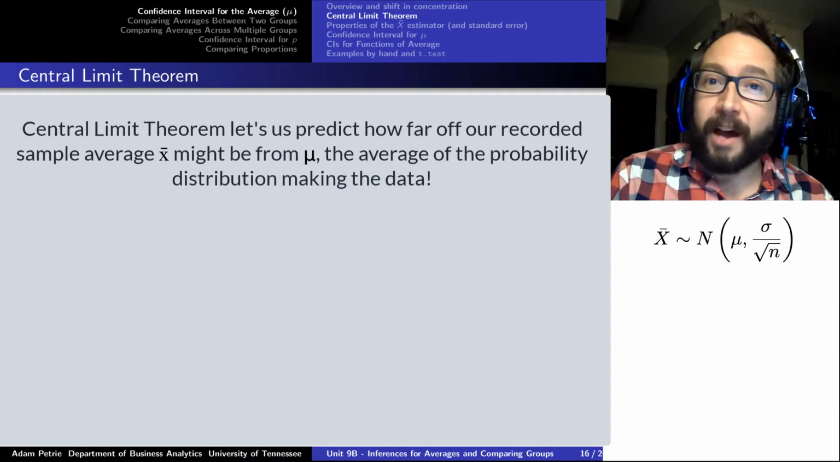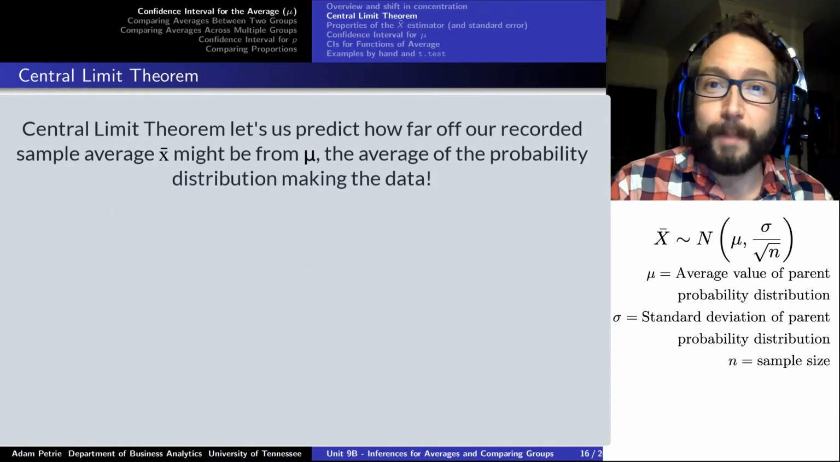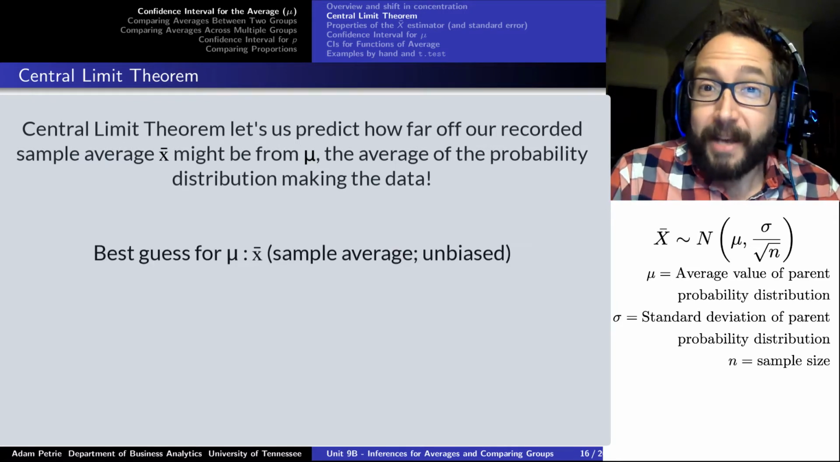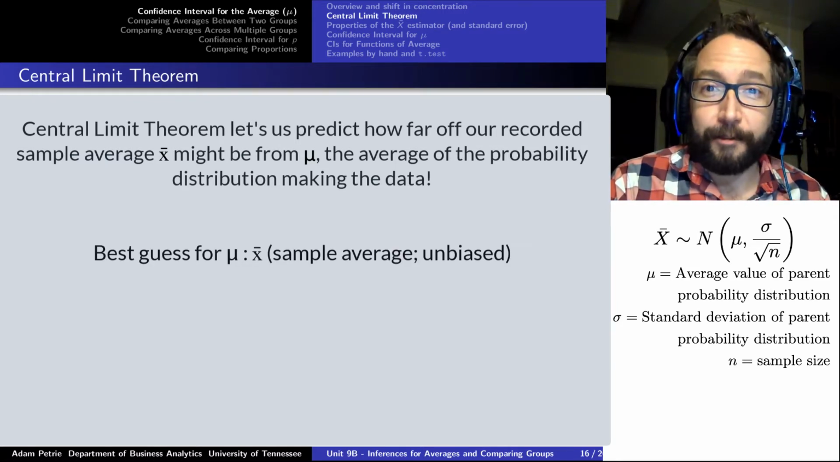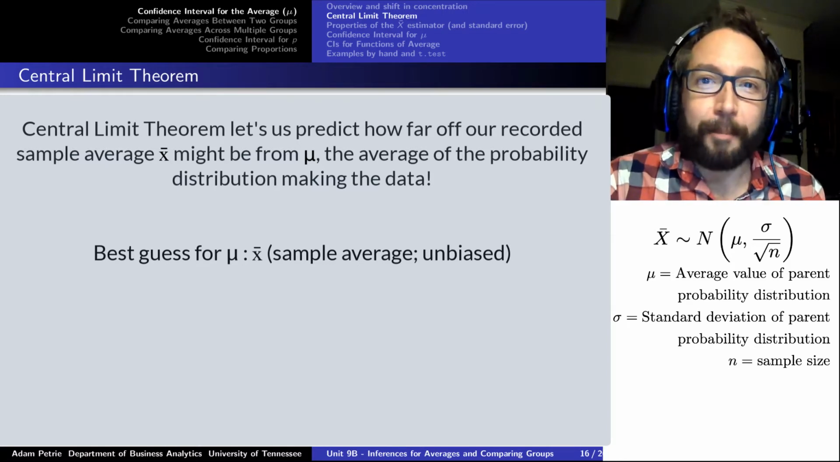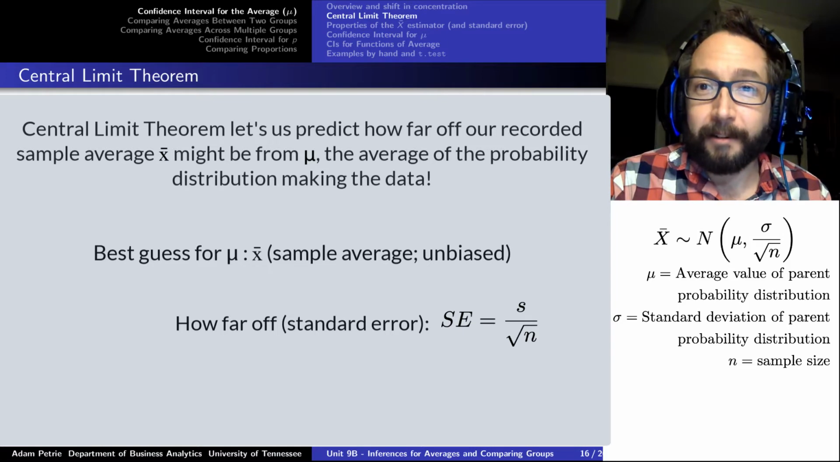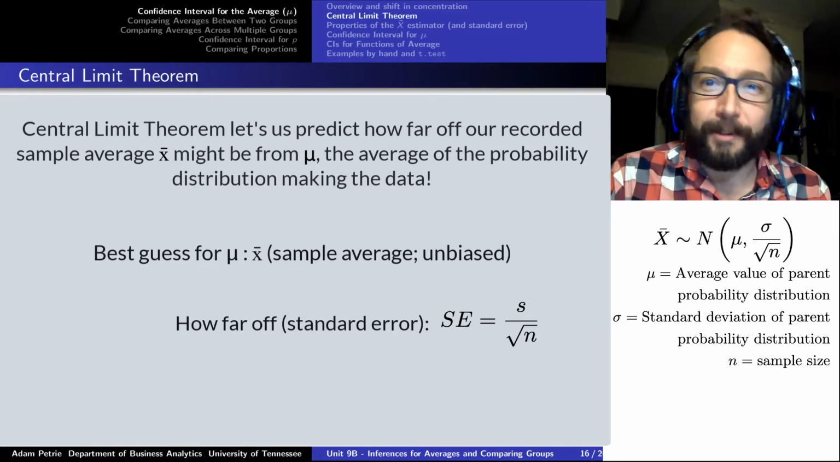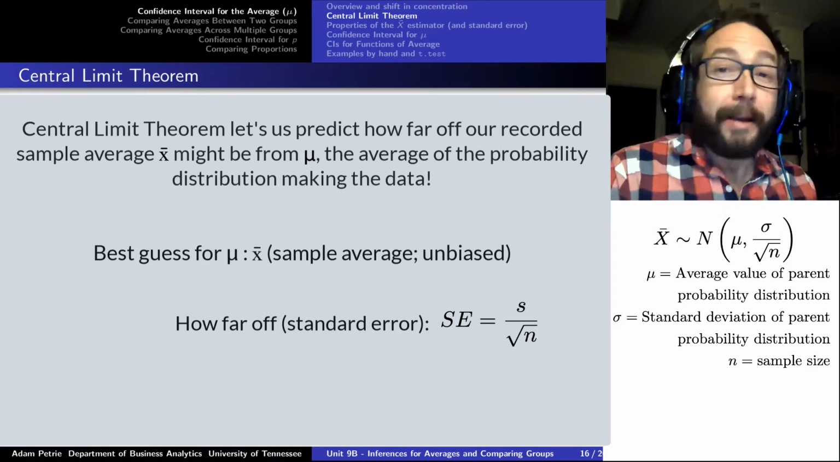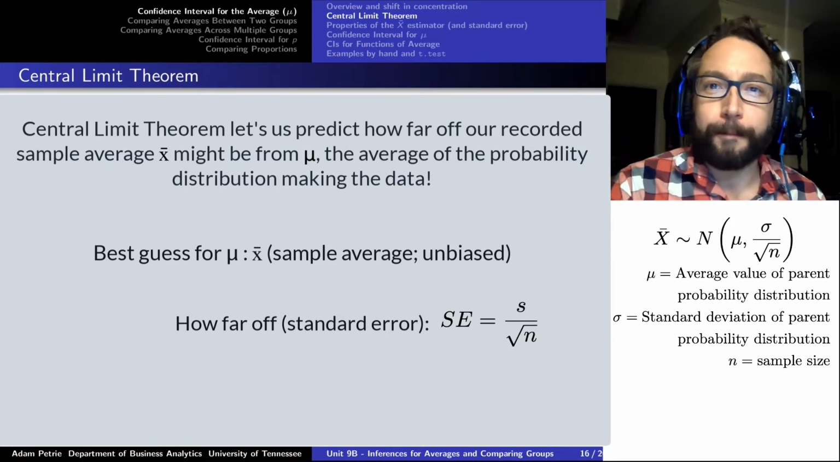So the upshot is, if I want to estimate mu of whatever probability distribution is making my data, well, my best guess at mu is just the sample average x bar. X bar is going to be an unbiased estimator of mu. And I'm going to be able to predict how far my single sample average is away from mu just by calculating its standard error, that estimate of the typical difference between the x bars I might measure and the average value of the probability distribution, mu.